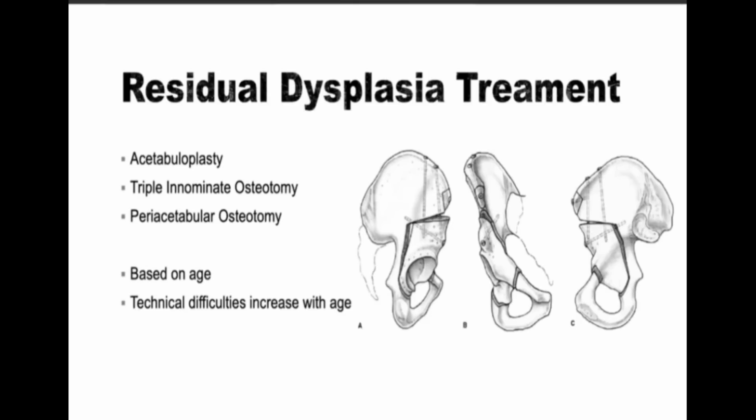So in young children, we can treat that with a procedure where we deepen the socket with an acetabuloplasty. As they get older, you need some advanced techniques like a triple innominate osteotomy or a periacetabular osteotomy that we could have a whole separate lecture on. But the take-home message is that the earlier the dysplasia is caught, the easier it is to treat. And as children become young adults, the surgical management is much more difficult.